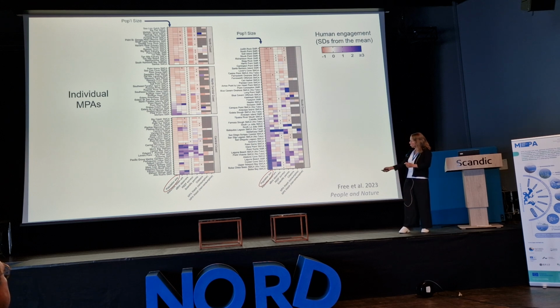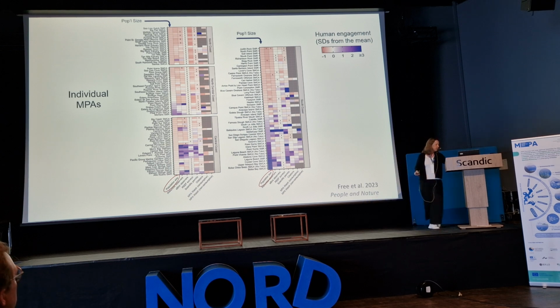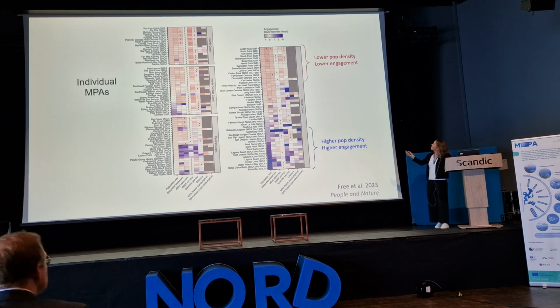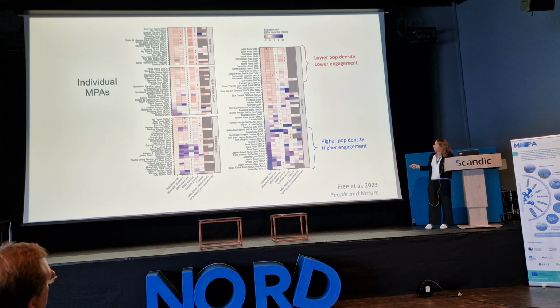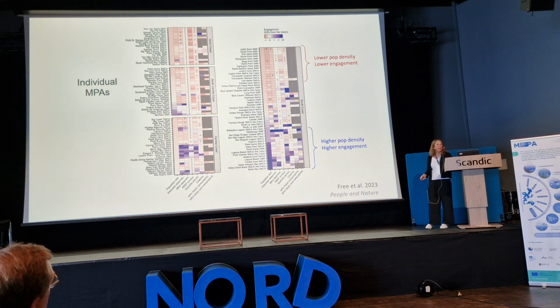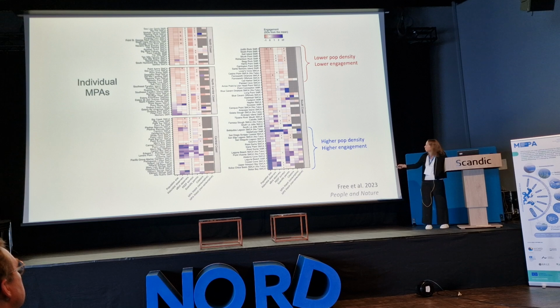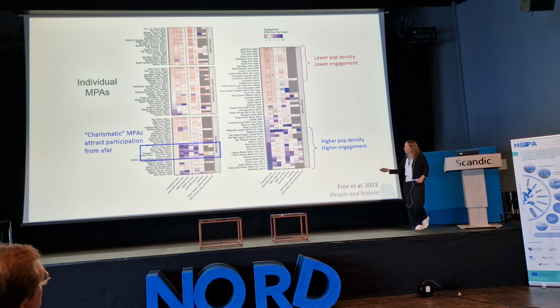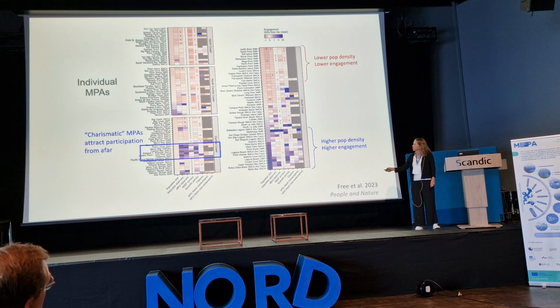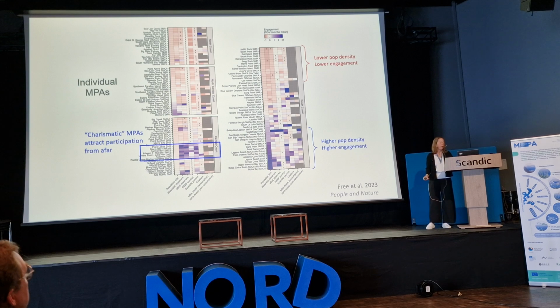And then these are the other levels of human engagement. Purple is a lot of human engagement across those different data sets. And so what we see is what you would think. Places with low population density, a lot of these MPAs, had lower engagement. A lot of these MPAs in Southern California with high population density had higher engagement. You just squint your eyes and look at the purple. But we also had these sets of MPAs, which we called charismatic, where there's very low population density nearby and very high engagement. So what is going on there?